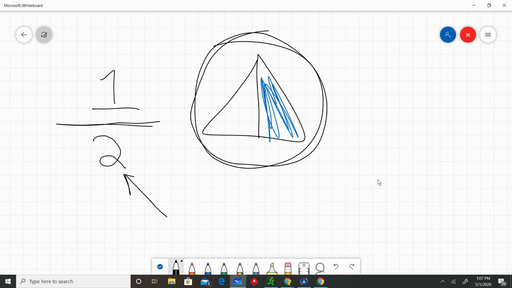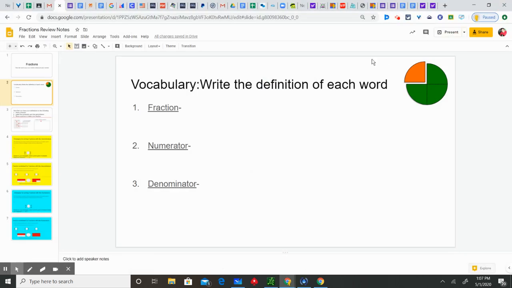Part of our assignment today is to write notes down on this Google slide, so we have that connection to what we are doing and what we are learning. All right, guys, that's your basic vocabulary: fraction, numerator, denominator.